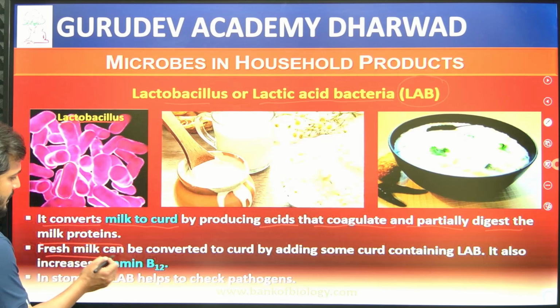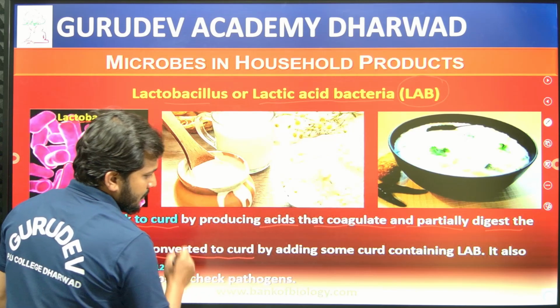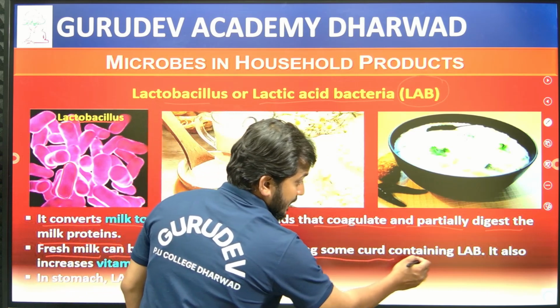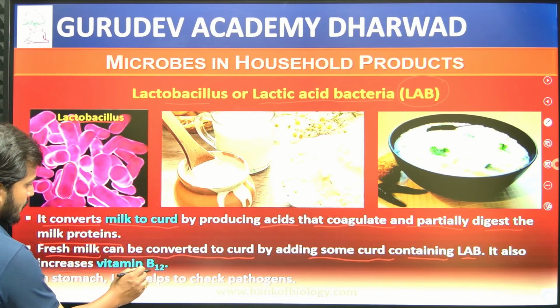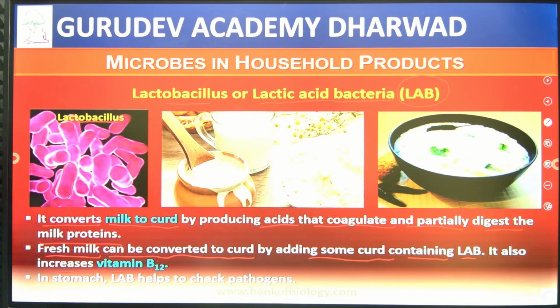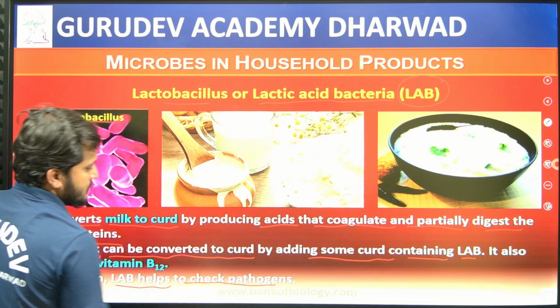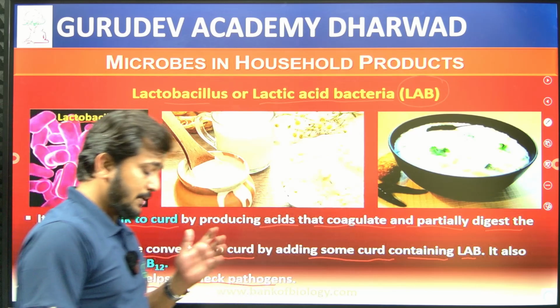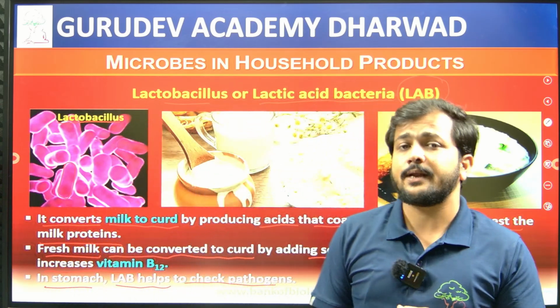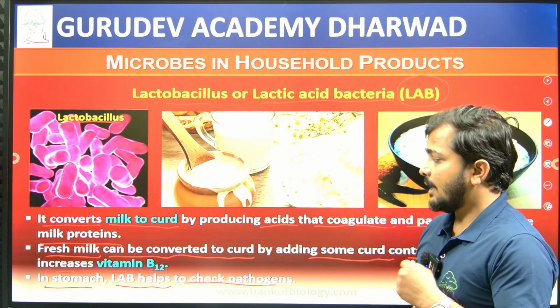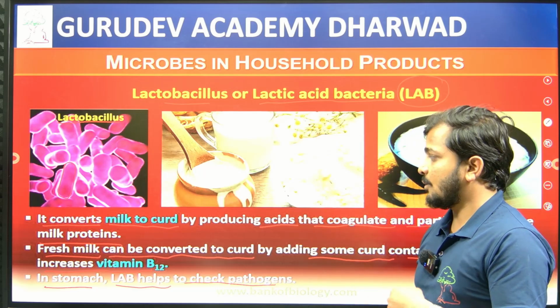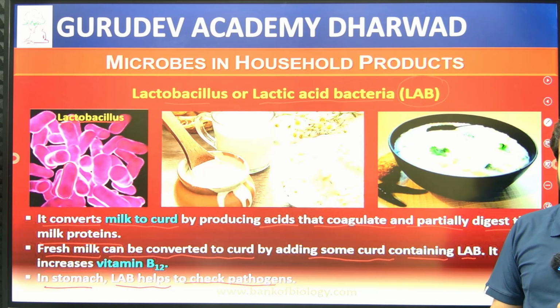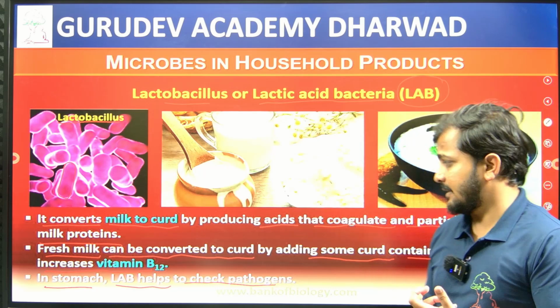Fresh milk can be converted to curd by adding some curd containing LAB. It also increases vitamin B12. In the stomach, LAB helps to check the pathogens. Even LAB is called a probiotic bacteria because it helps us to check the pathogens and also helps in carrying out different digestion activities.